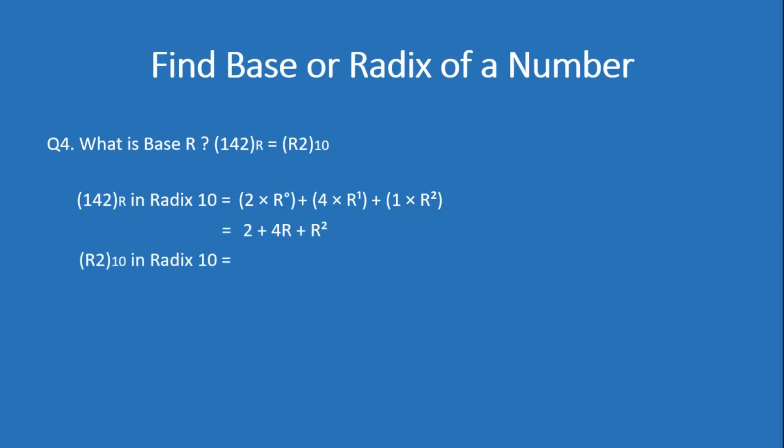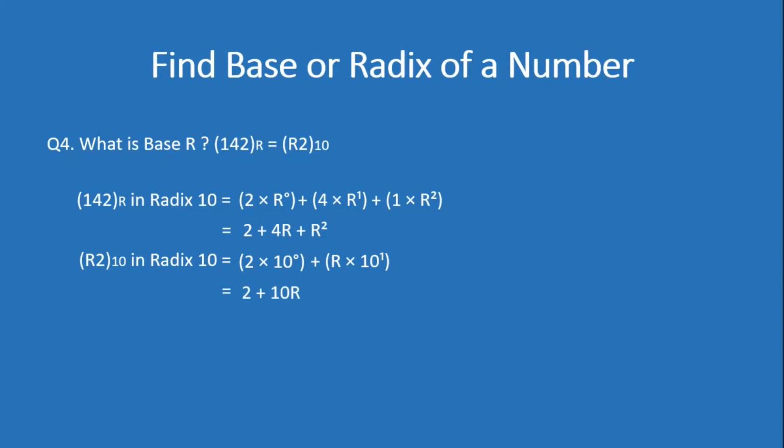Now the second number, r2, that is in base 10. So that is equal to the rightmost digit 2 multiplied by 10 to the power 0. Here the base is 10, so in place of the base it will be replaced by 10. So 2 into 10 to the power 0, plus the digit r multiplied by 10 to the power 1. So that is equal to 2 plus 10r.